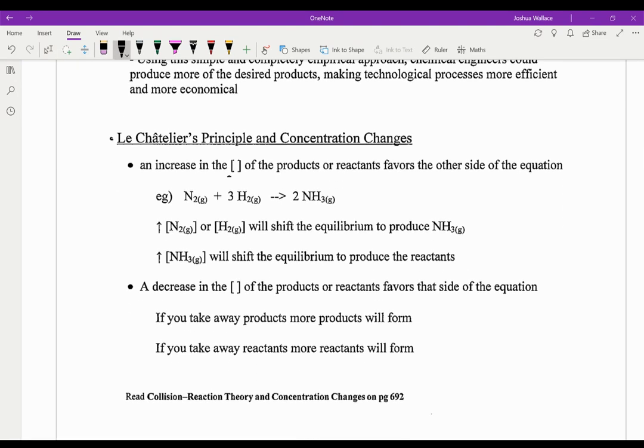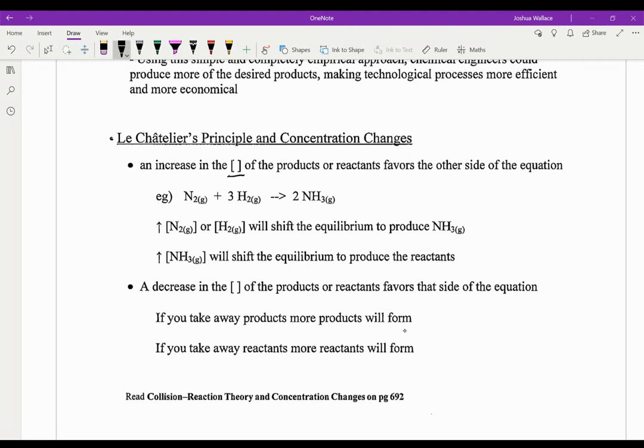So, Le Chatelier's principle and concentration changes. An increase in the concentration of the products or reactants favors the other side of the equation. For example, we have N2 reacting with H2 to produce NH3. So an increase in N2 or H2 will shift the equilibrium to produce more NH3. If we increase our NH3 concentration, it will shift the equilibrium to produce the reactants. So it'll actually cause our reaction to go the other way.